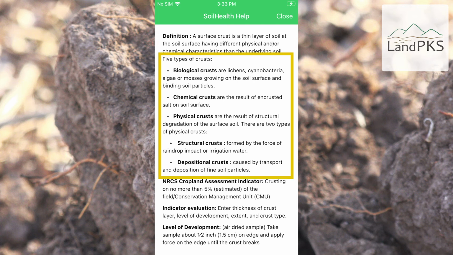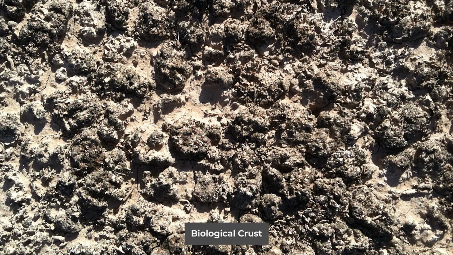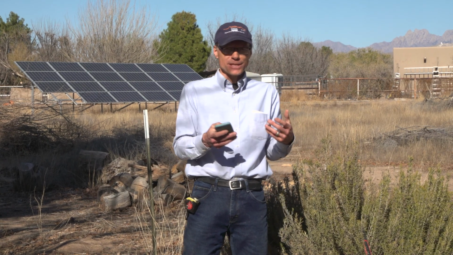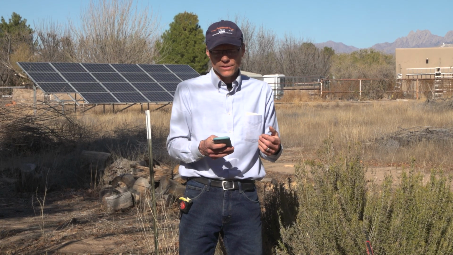Now in the question mark text, it defines a number of other types of crust as well. There are biological crusts: lichens, cyanobacteria, mosses that grow on the soil surface. In very arid environments, those crusts can actually be good. You want to be very careful that you don't count those as bad crusts when in fact they're protecting the soil surface for us in areas that there isn't enough moisture for plants to grow and cover the soil surface.